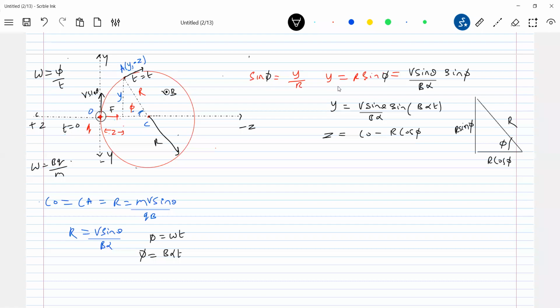O, A, B, C I took. Okay, let me write D. CO minus CD. CO is what? It is equal to R. CD is what? R cos phi. So R into 1 minus cos phi is what? B alpha T. I got the Z coordinate. So finish all.